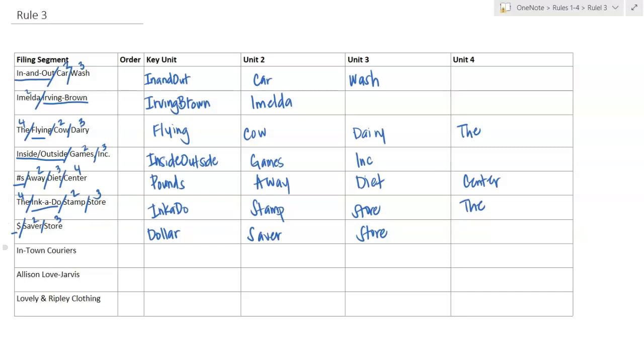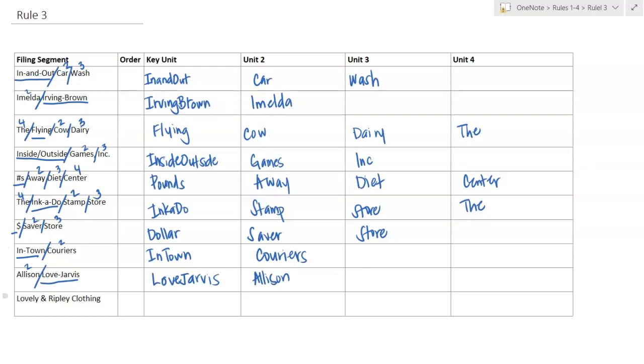For in-town couriers, again, there's no space between the dash and the words. So in-town is 1 unit, couriers is another unit. So in-town, no space between these two words, couriers. Okay, here we have another personal name, Allison Love Jarvis. So Love Jarvis is going to be my key unit because this is a personal name. And Allison is unit 2.